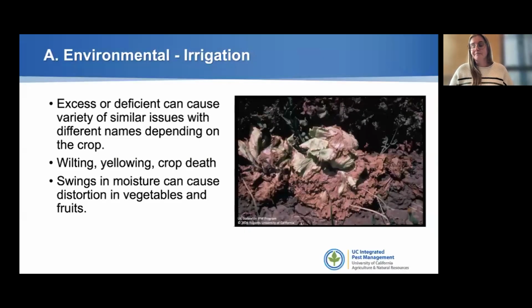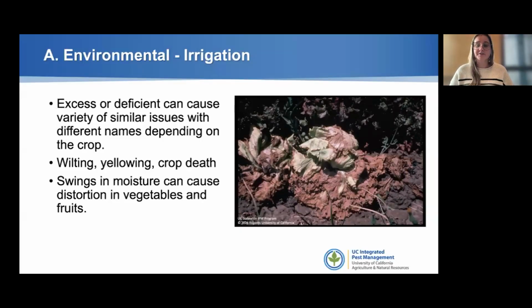So next we have irrigation. Irrigation and water management is a very tricky problem because excessive and deficient water can cause very similar symptoms in most plants. That is the wilting or yellowing and eventual crop death. And a lot of this has to do with the fact that excessive water will kill root tissues from lack of oxygen. And thereby you prevent those roots from taking up nutrients and water to the plant because they have died from lack of oxygen.